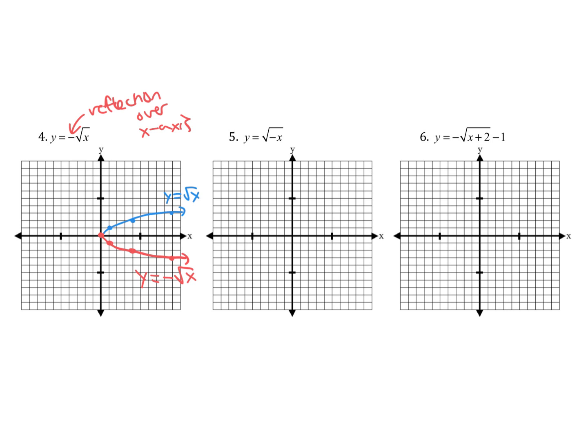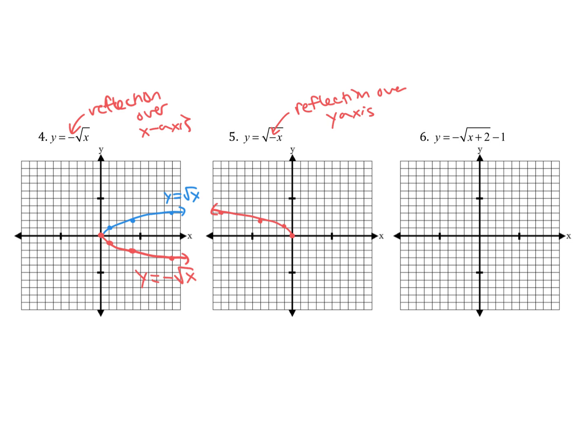Now, a negative on the inside is a reflection over the y-axis, a horizontal reflection. So when I graph that, I'm still going to start at (0, 0). That point doesn't move, but I'm going to go to the left 1, up 1, left 4, up 2, left 9, up 3, and it would look like that.